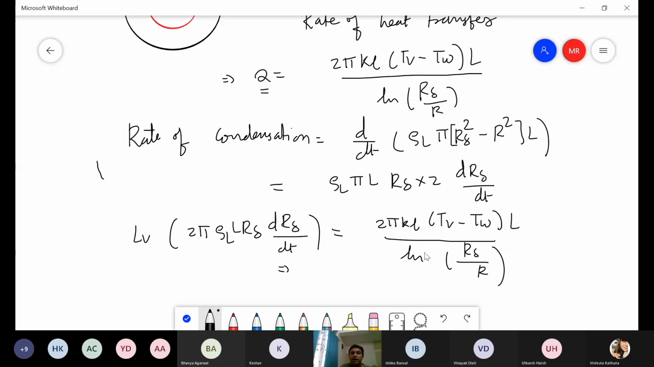So after this, this is the balance equation where we are assuming that the rate of condensation multiplied by the latent heat of vaporization becomes the total amount of heat being transferred during the condensation, and that should be equal to the amount of heat being conducted through the film, isn't it? So that is what is equated here. So we can rearrange this particular equation. I'll just scroll it up a little bit.